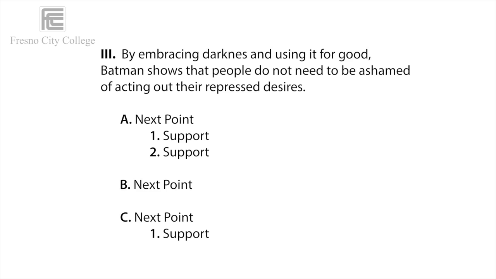You can use the third tier subpoints to illustrate the relations between your second tier subpoints. Once you've done listing any and all second tier subpoints for your currently listed new Roman numeral, you're ready to move on to the next main point. Our next main point will have a Roman numeral 3, and we will label it, by embracing the darkness and using it for good, Batman shows that people don't need to be ashamed of acting out their repressed desires.